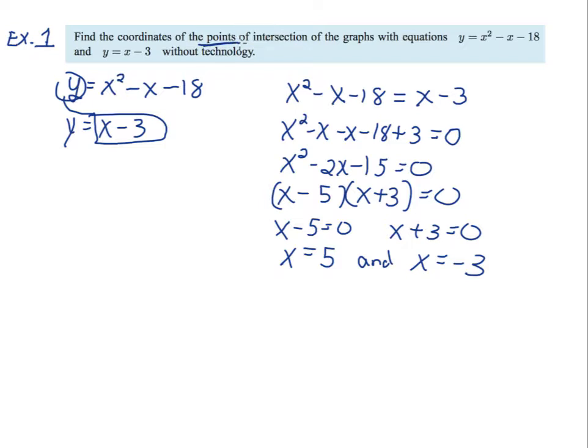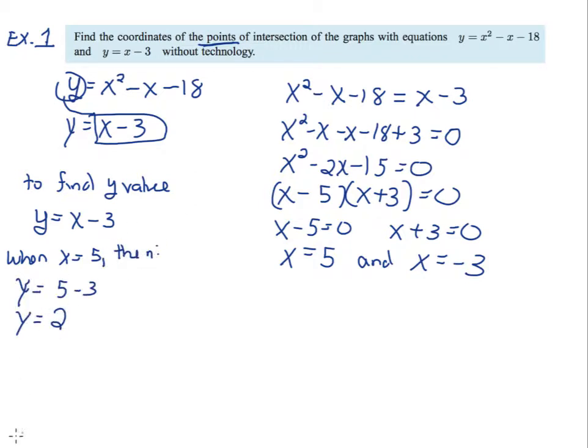Now it asks us in the directions to find the point of intersection. So the point means I need an x value and a y value. So now I have to figure out how to find my y values. Well, to find the y values, you just substitute the x solutions into either equation. Doesn't matter which one. I'm going to choose the linear because it's a little bit easier to work with in this situation.